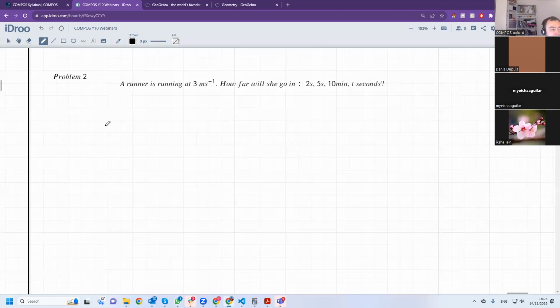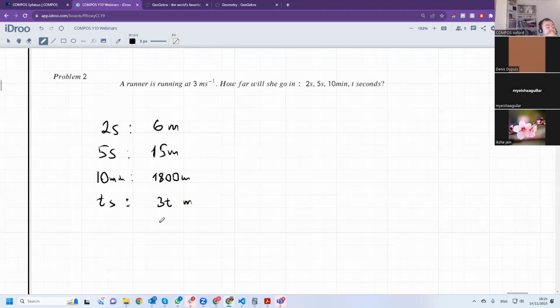So in 2 seconds, she will travel 6 meters. In 5 seconds, she will travel 15 meters. In 10 minutes, she will travel 1,800 meters. And in t seconds, she will travel, somebody? 3t meters. Well done, 3t meters.